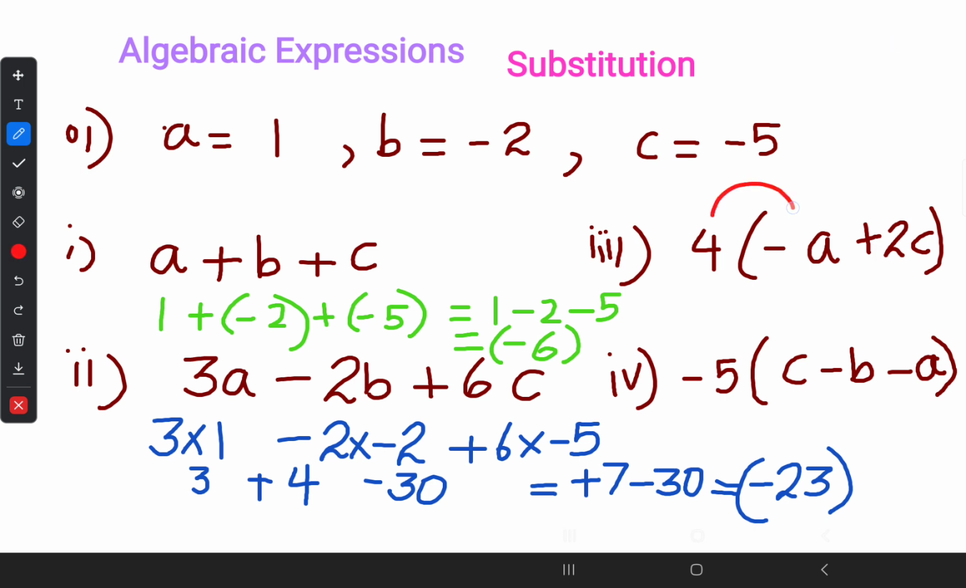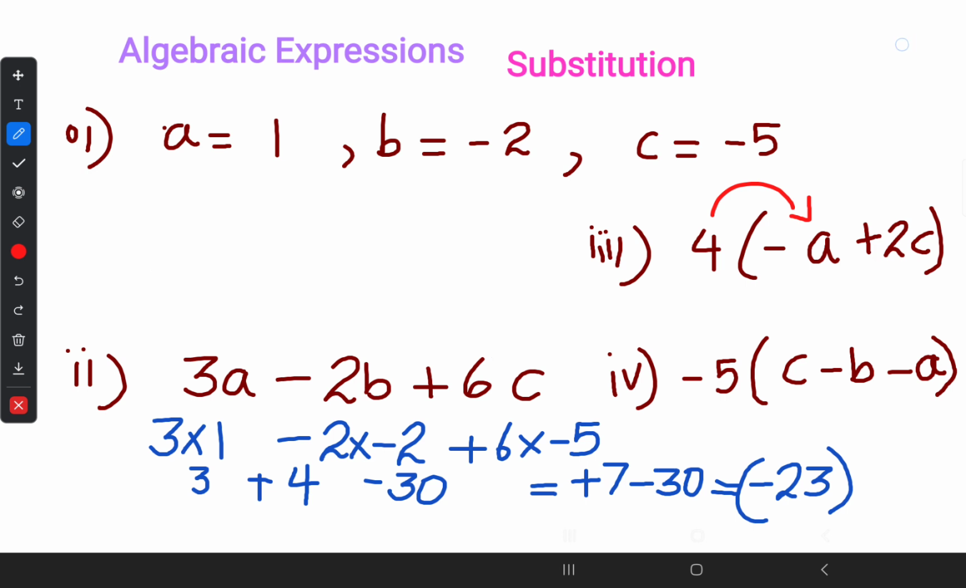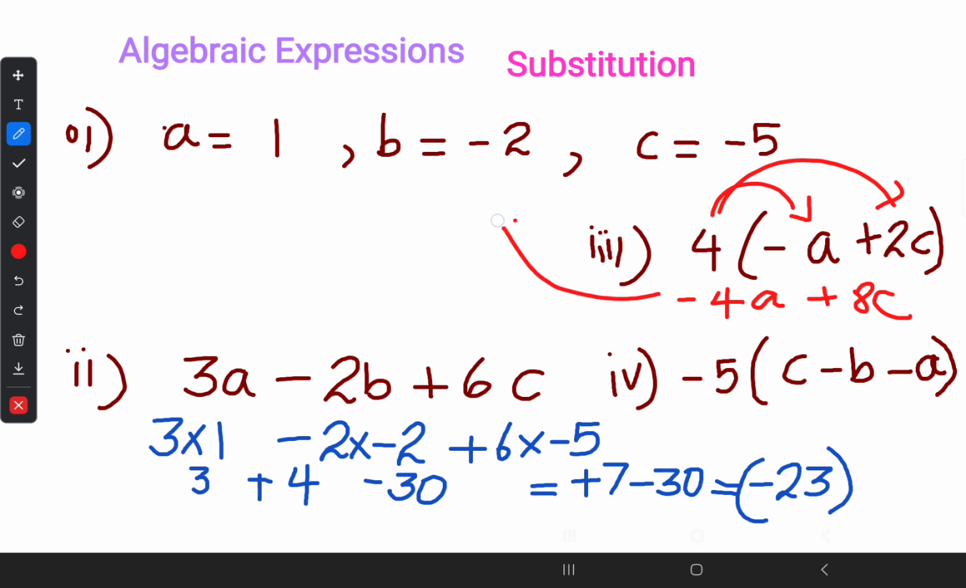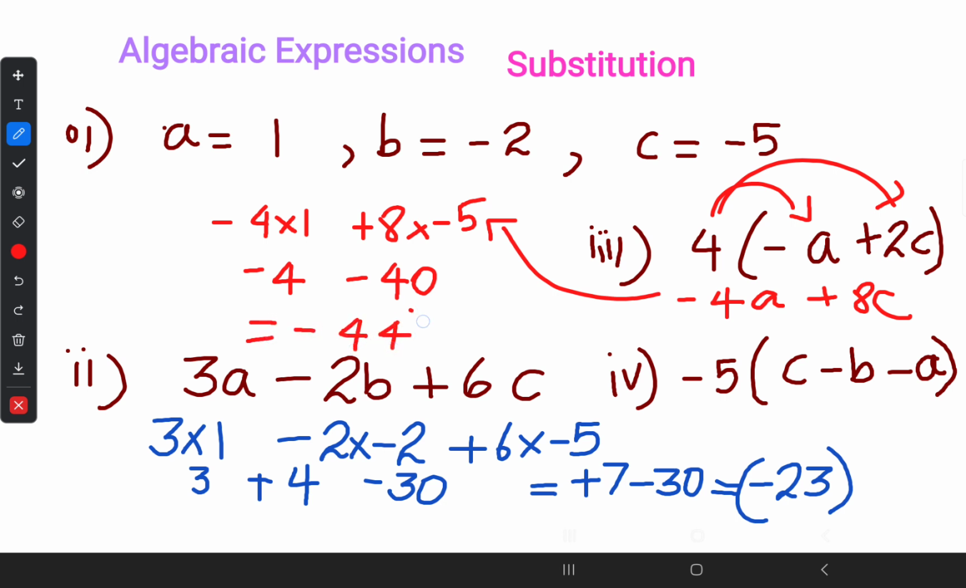First of all, let's expand this expression. Negative 4a plus 8c. I'll write the continuation over here. Negative 4 times a is 1, plus 8 times c, that is negative 5. So here negative 4, and here 8 times 5 is negative 40. Both together it would be negative 44. That's the correct answer.